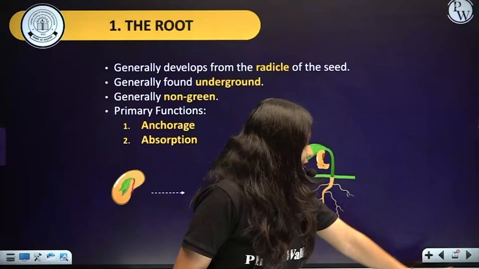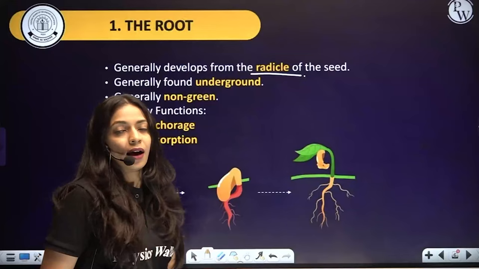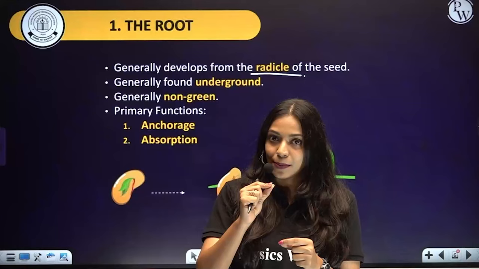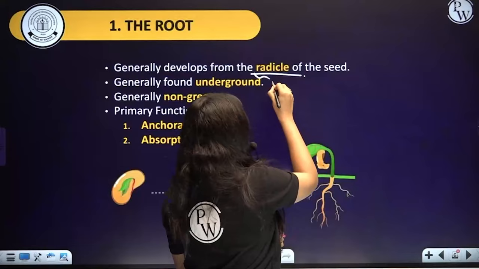So what is a root in a plant? It is the part of the plant that develops from the radical of the seed. I'm sure you've learned about the parts of a seed in lower grades as well. So, within the seed, there is the embryo, which becomes the future plant. Within the embryo, there are parts called the radical and plumule, which you may have heard about before, right? So within the embryo, there is a part known as the radical. So generally, it is the radical that will form the root.